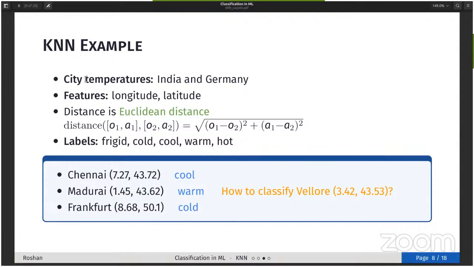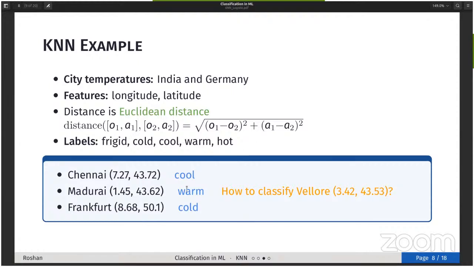Let's take the city temperatures example here. Cities in India and Germany. Features can be your longitude and latitude. And the distance I was talking about in previous slides is something called the Euclidean distance. This is how you calculate it. This is the mathematical formula here. And the labels are frigid, cold, cool, warm, or hot.